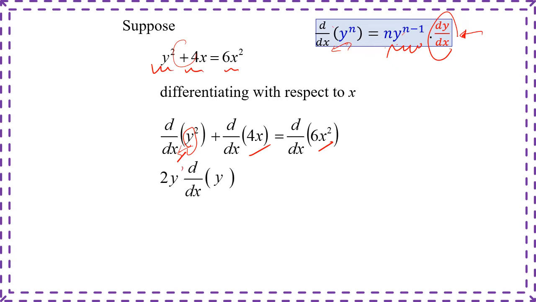Multiply by dy dx plus differentiate 4 with respect to x. Just directly use the basic rule. It will be 4. So plus 4 equal to differentiate 6x squared. So applying the formula d dx of x to the power of n, it will be n x to the power of n minus 1. So 2 multiplied by 6 is 12, and x to the power of 2 minus 1 equals x to the power of 1.